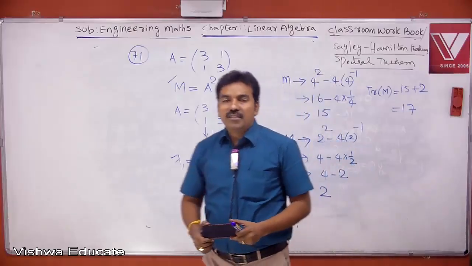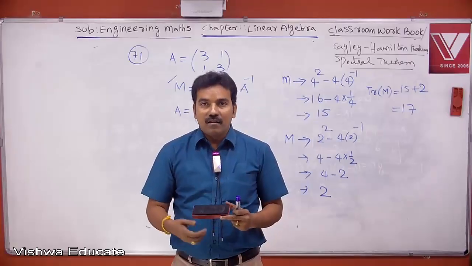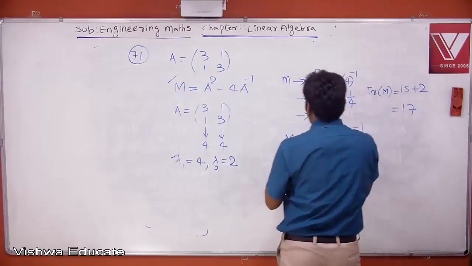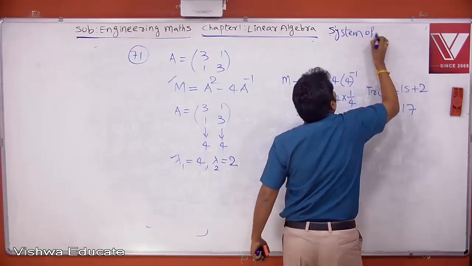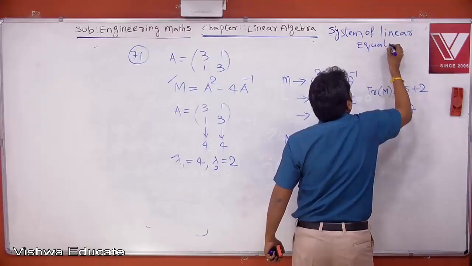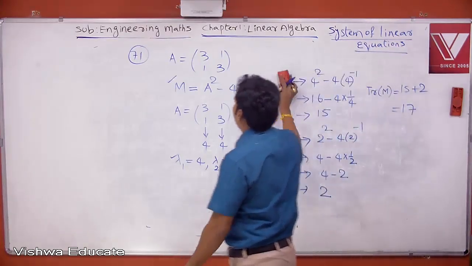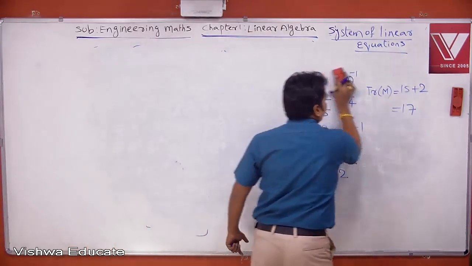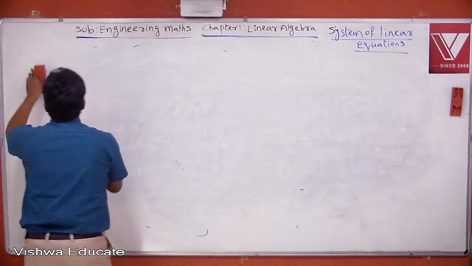Now with this, we have finished classroom workbook questions on the concepts Cayley-Hamilton theorem and spectral theorem. Now we move to the concept system of linear equations. This is the last topic in chapter 1, that is linear algebra. Now let us start this.